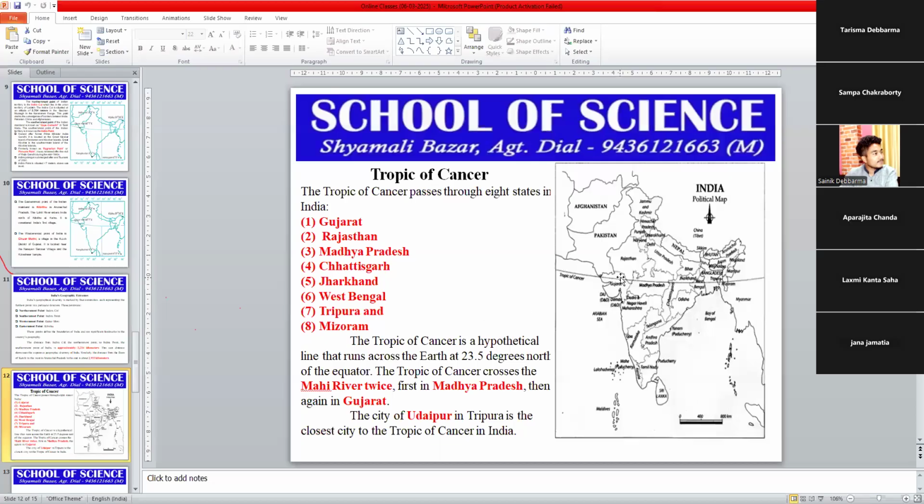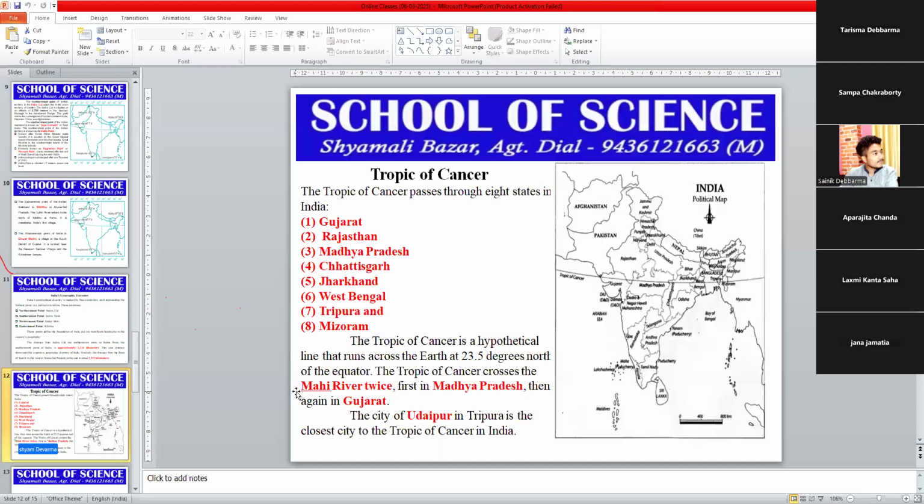See here in the map, Gujarat, some portion of Rajasthan, and Madhya Pradesh, and Chhattisgarh, Jharkhand, West Bengal, Tripura, and Mizoram. The Tropic of Cancer is a hypothetical line that runs across the Earth at 23.5 degrees north of the equator. The Tropic of Cancer crosses the Mahi River twice.